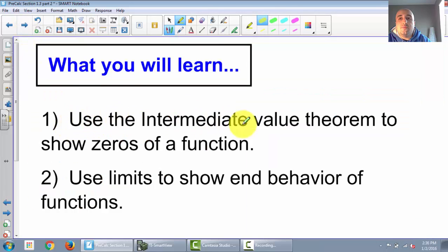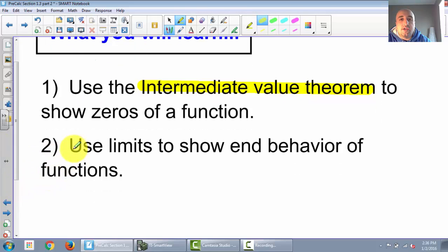We're going to learn how to use the intermediate value theorem to show zeros of a function. This theorem is actually pretty easy to think of. And we're going to learn how to use limits to show end behavior of functions. This is also a pretty easy topic. Neither of these is very challenging, so this should be a good video.